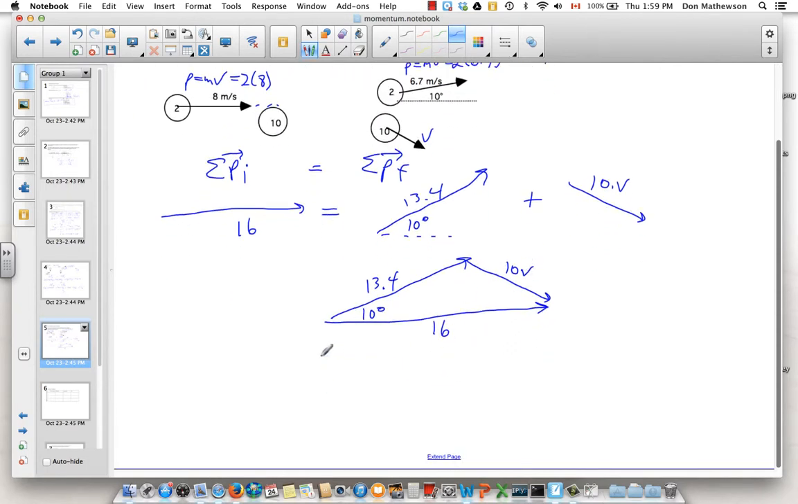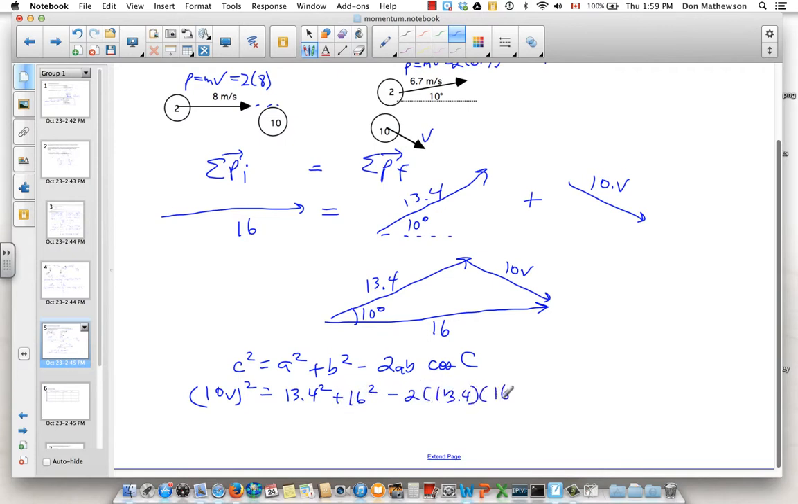So not that it matters, but you would do this. It's sufficient to be able to set up the triangle, but you would solve this triangle. I'll just remind you of your high school math using the cosine law. So 10v all squared would be a squared plus b squared minus 2ab cosine c. So that could then be solved for v. It's been reduced to a calculation.